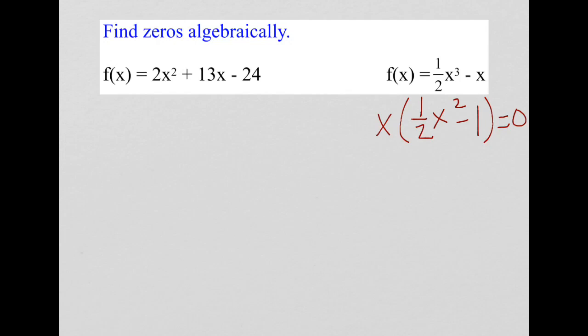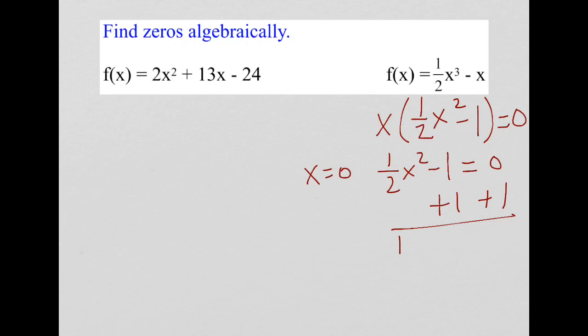So I already know I have one factor, x equals 0. Now I need to work on my other factor, 1/2 x squared minus 1 equals 0. I go ahead and add 1 to both sides, and I have 1/2 x squared equals 1. I multiply both sides by 2 to get rid of the fraction, and I get x squared equals 2.